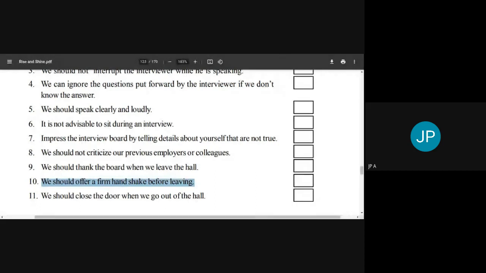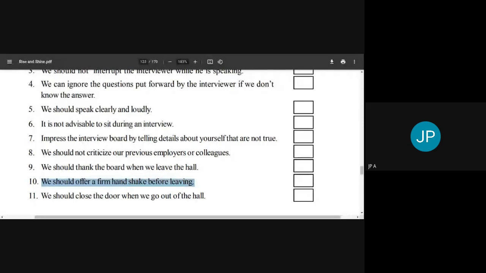Yes, handshake, if the interview board offers us a handshake, we can accept it. But we are not supposed to offer them a handshake because they are the people who are conducting the interview. So before they leave, if they like to give us a handshake, we can accept it, but we are not going to offer them a handshake. So when they offer us, we can accept and give a firm handshake.